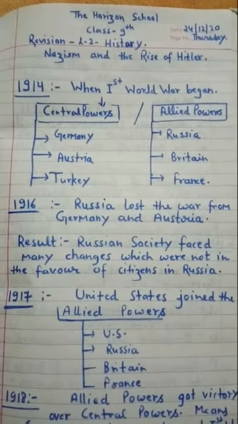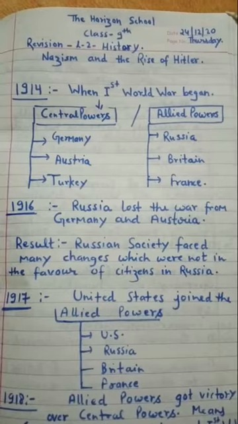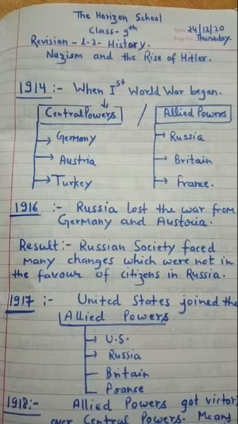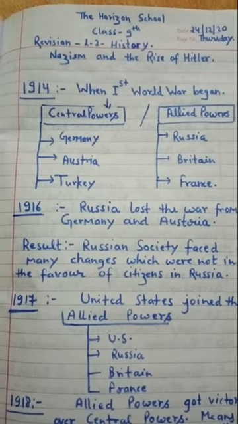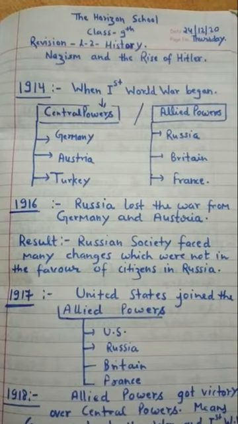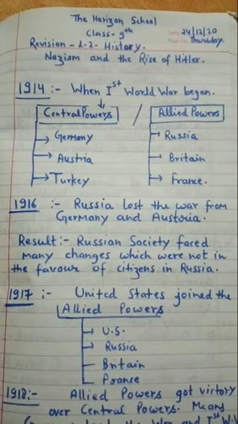For class ninth students, this is our second chapter in history for revision purposes. The second chapter is Nazism and the Rise of Hitler. Students, we have covered all the syllabus so early. Now we are revising the chapter, the second chapter of history.